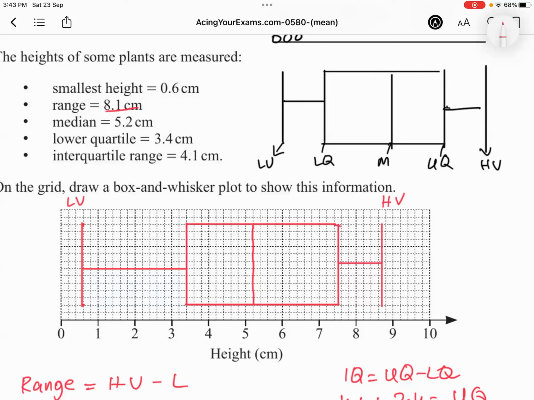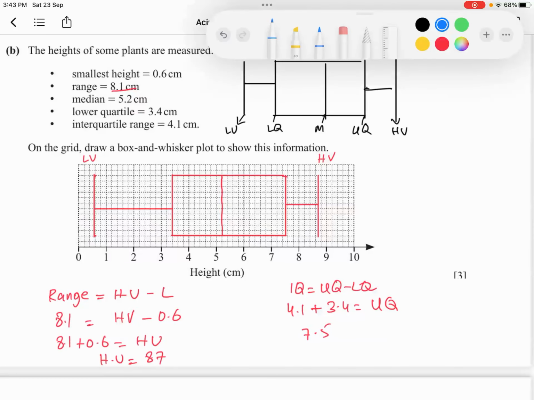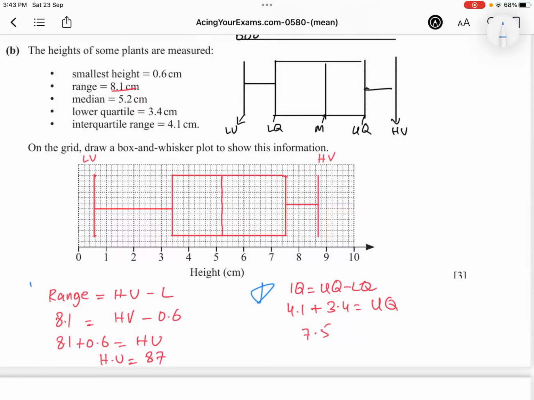So technically this question was not easy. This question was a bit tricky. What was the tricky point in this question? This thing was tricky and this thing was tricky. Why? Because you have to use the formula of the range in order to find the highest value. You have to use the formula of interquartile range to get the upper quartile. So these two were the star points in this question. This is for 3 marks in the Cambridge exam.